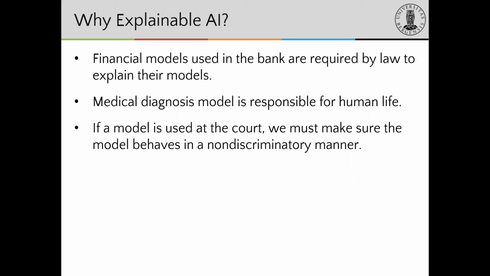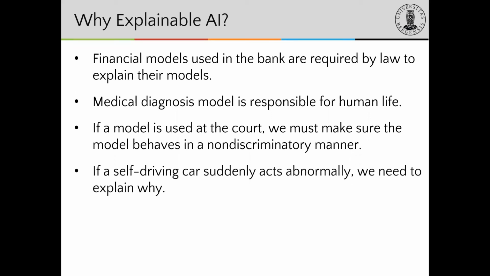And the last example is a self-driving car I mentioned before, and sometimes it will have some accident if it behaves abnormally. So we need to explain what happened and why this happened. Then afterwards, we can try to avoid the accident. So this is some example in our daily life of why explainable AI is important.